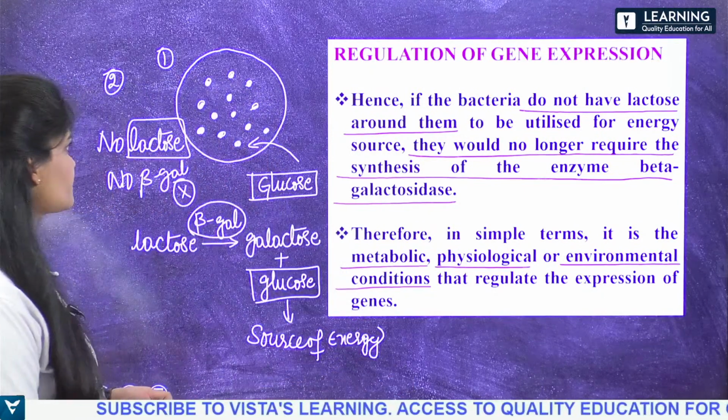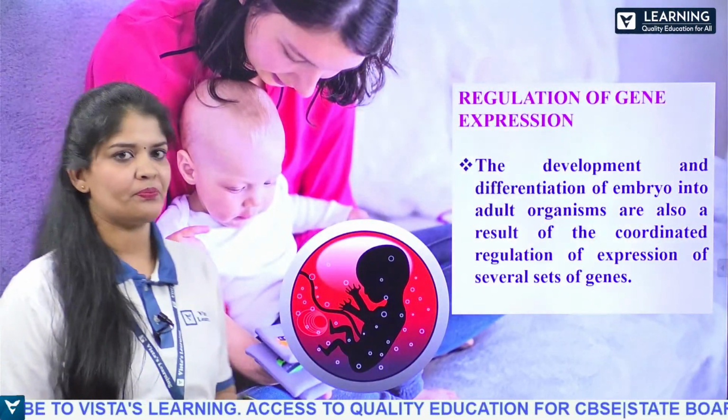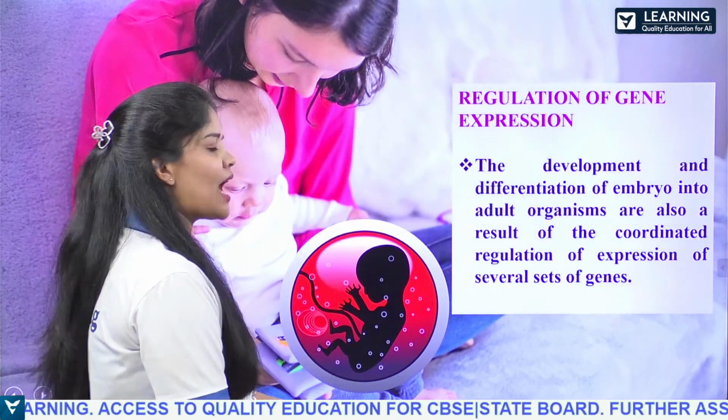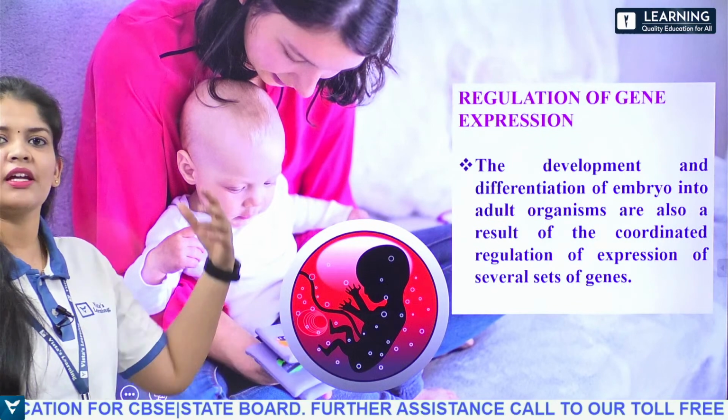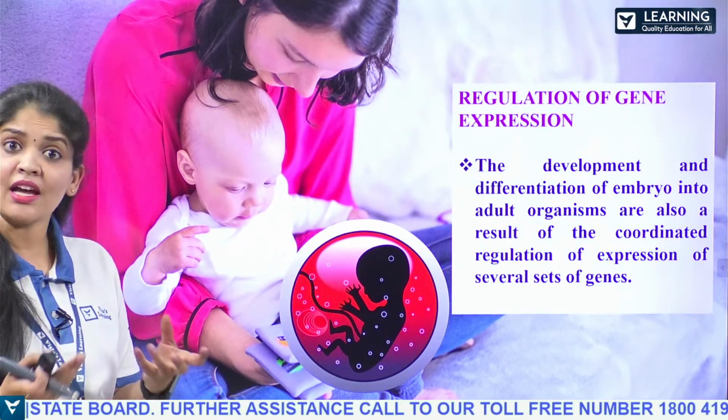Now, here, the development and the differentiation of the embryo to the infant, and thereby the infant is going to develop into an adult.